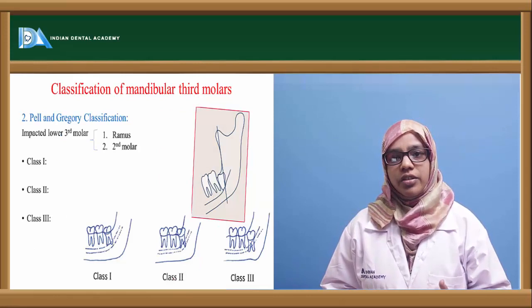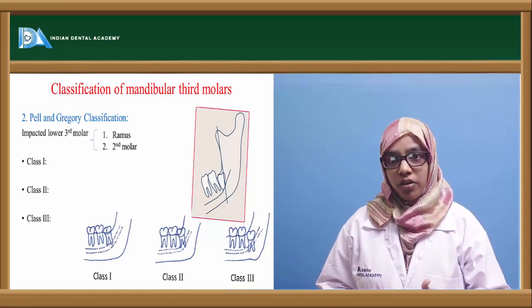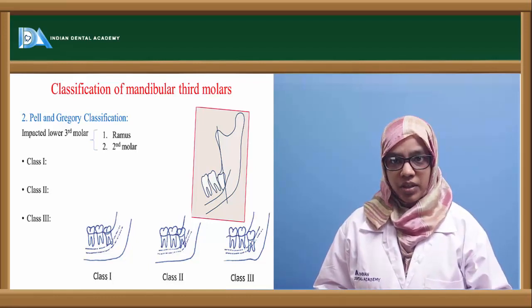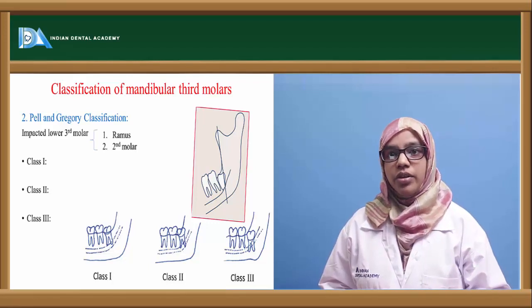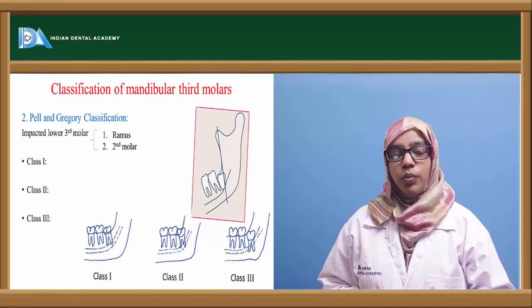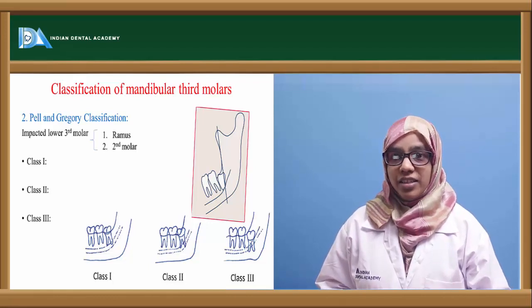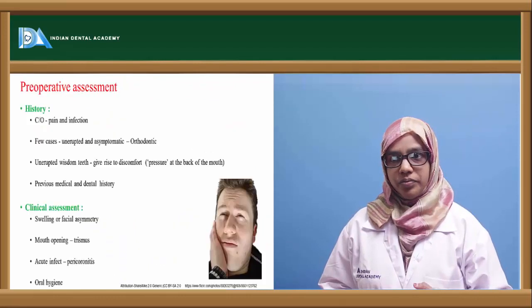Pell and Gregory has further classified mandibular third molars depending upon the ramus and the second molar into three classes. Class 1, where there is sufficient space between the second molar and the ramus so that the third molar can erupt. Class 2, where the space between the second molar and the ramus is not sufficient for eruption of the third molar. And class 3, where the third molar is completely embedded into the body and the ramus.